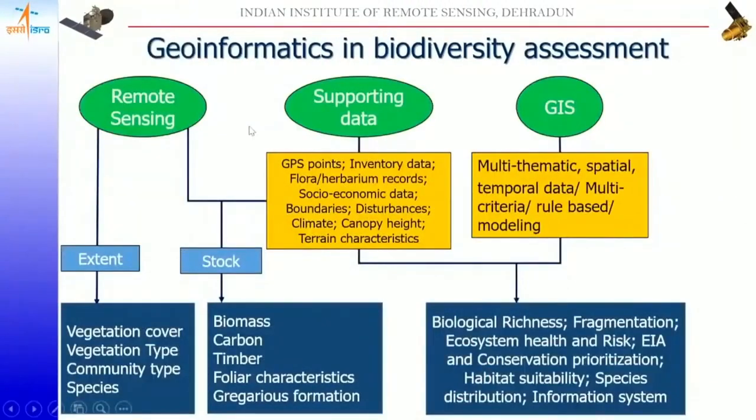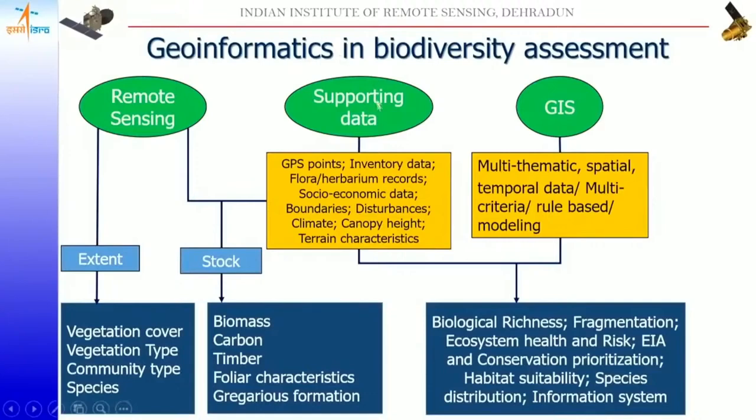So how can we integrate the different data for assessing biological diversity or patterns? Through remote sensing, because of the synoptic views, we can cover a larger area, and we can assess the vegetation cover, vegetation type, and community, their assemblages, and the extent over the area.